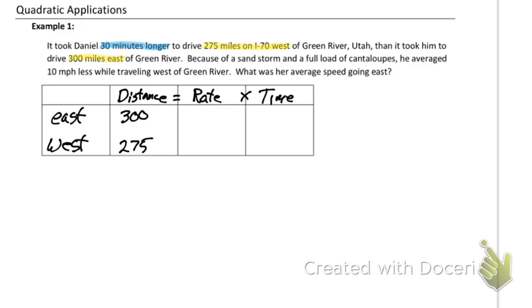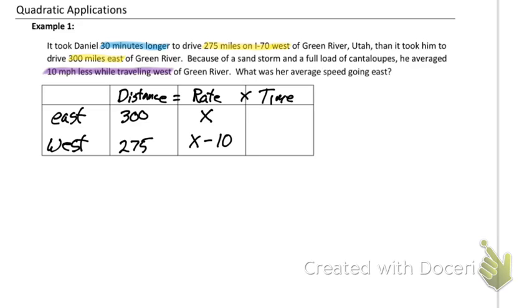All right, continuing to read. Because of a sandstorm and a full load of cantaloupes, he averaged 10 miles per hour less while traveling west of Green River. So I'm going to highlight that statement. He's going 10 miles per hour less while traveling west. So what I'm going to do is I'm going to let the rate for traveling east be x, and the rate that he's traveling west is going to be x minus 10 because it is 10 miles per hour slower.